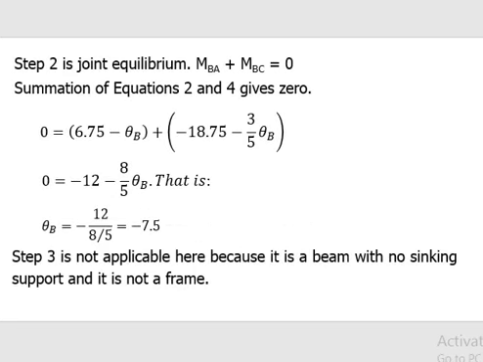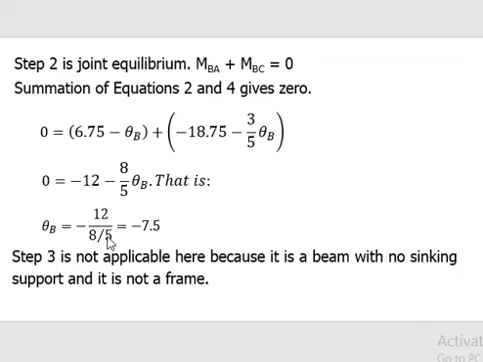So at this point, we're done with step 1. So we go to step 2. Step 2 is about joint equilibrium. In this case, I have only one joint equilibrium, MBA plus MBC equals 0. So summing equation 2 and 4 will give us 0. When we add the two of them together and simplify, we're able to get theta B as minus 7.5. So that is the end of step 2.